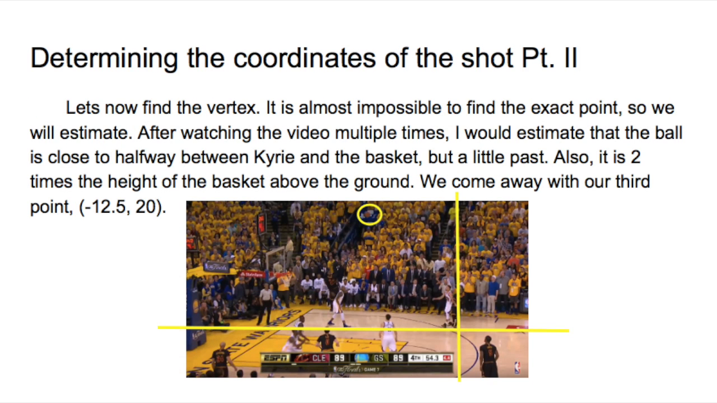Now let's find the vertex. It is almost impossible to find the exact point, so we will estimate. After watching the video multiple times, I paused the video exactly where I thought the ball was at its highest point. You can see it on the slide here. I circled it in yellow. I would estimate that the ball is close to halfway between Kyrie and the basket, but a little past. Also, it is 2 times the height of the basket above the ground. So here we come away with our third point, (-12.5, 20), which is a little more than halfway to the basket.